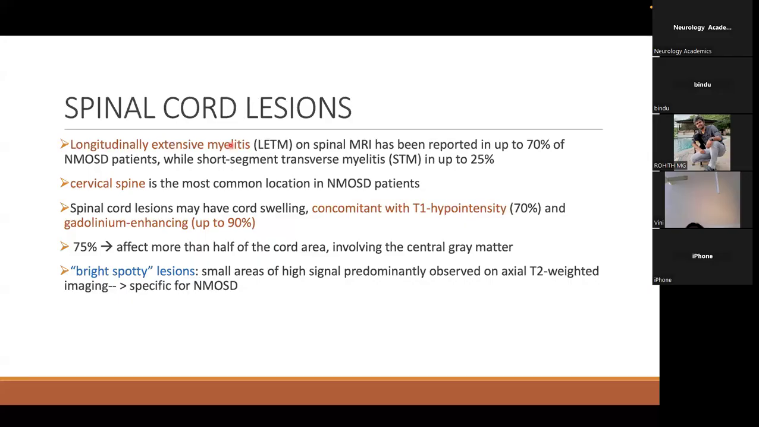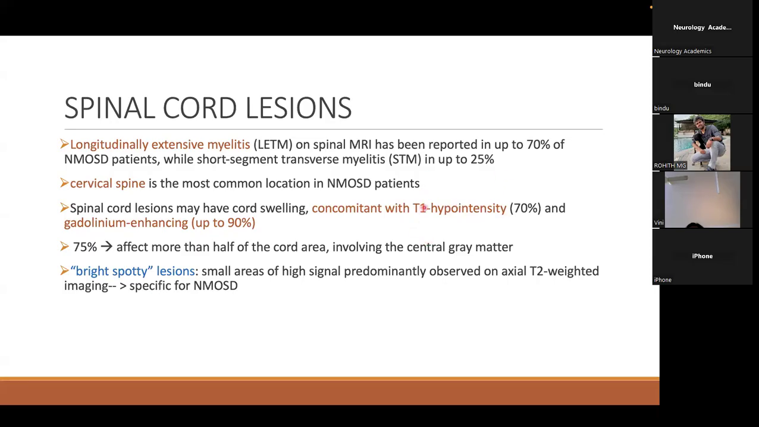Coming to spinal cord lesions, the typical lesion is LETM, longitudinally extensive, that is, it should involve 3 or more vertebral segments. That is reported in 70% of NMOSD patients. However, 25% of patients can have short segment transverse myelitis also. The cervical spine is the most common location in NMOSD. The spinal cord lesion can sometimes have cord swelling, looking like an expansive swelling. In NMOSD, around 70% of patients can have T1 hypointensity. Compared to MOGAD, this T1 hypointensity is very rare in MOGAD patients.